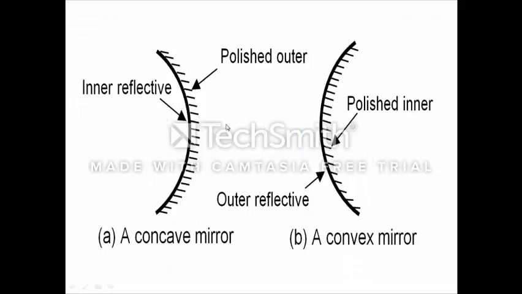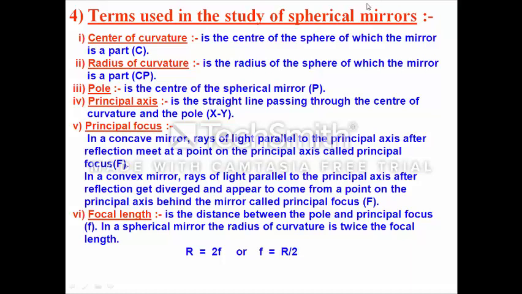Once again, for your clarity, the diagram shows that when the inner surface is polished, the outer surface is acting as a reflecting surface, so it is a concave mirror. And if the inner side is polished, the outer surface is acting as a reflecting surface, so it is our convex mirror. When we are studying spherical mirrors, there are some terms related to them which are very important for us, and we have to know all the terms.